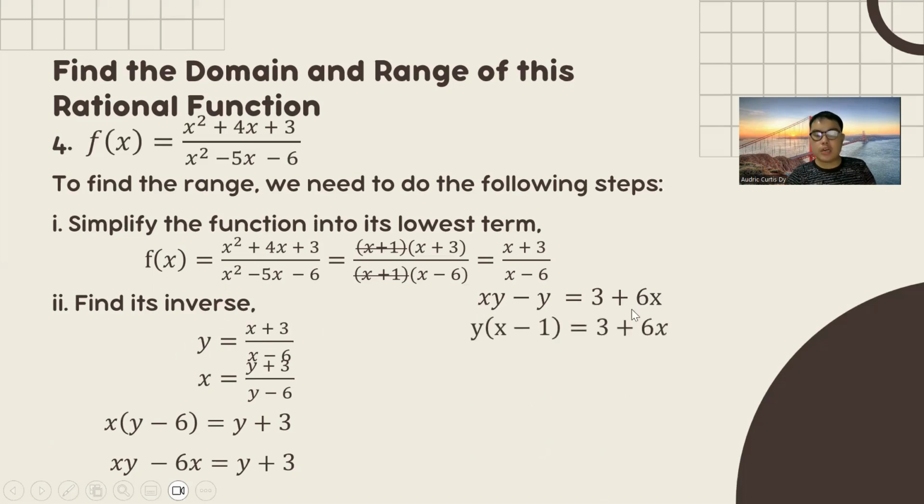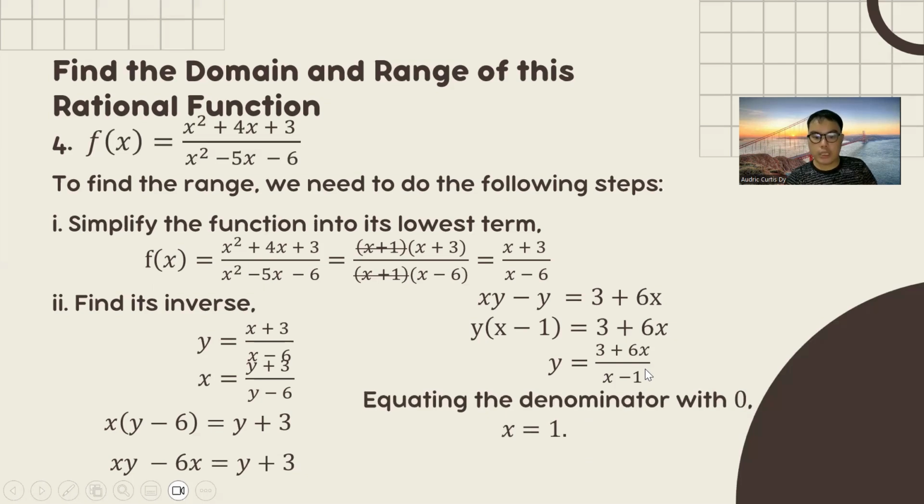Then doing the factorization method, the common factor is y. So y is being taken out. So y times x minus 1 equals 3 plus 6x. Then solving for y, we're going to divide both sides by x minus 1. So the x minus 1 has been cancelled sa left. Kaya naging 3 plus 6x over x minus 1. So yun na ang inverse natin.